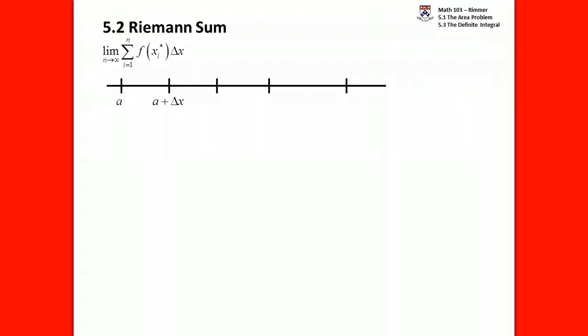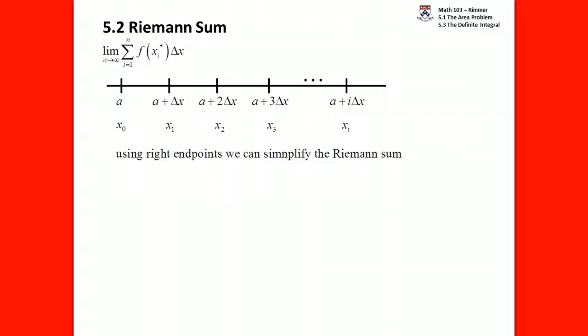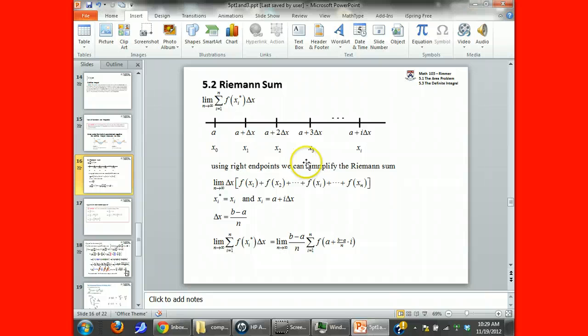So what we do is we take the interval from a to b. This interval goes on, and we chop it into many subintervals. The way we get the definition of the subintervals, we add delta x repeatedly. So the first one is called x naught, and then x1 and x2 and x3 and so on, and this one is called xi. Let's say we decide to use right endpoints. That's not spelled right. Sorry.